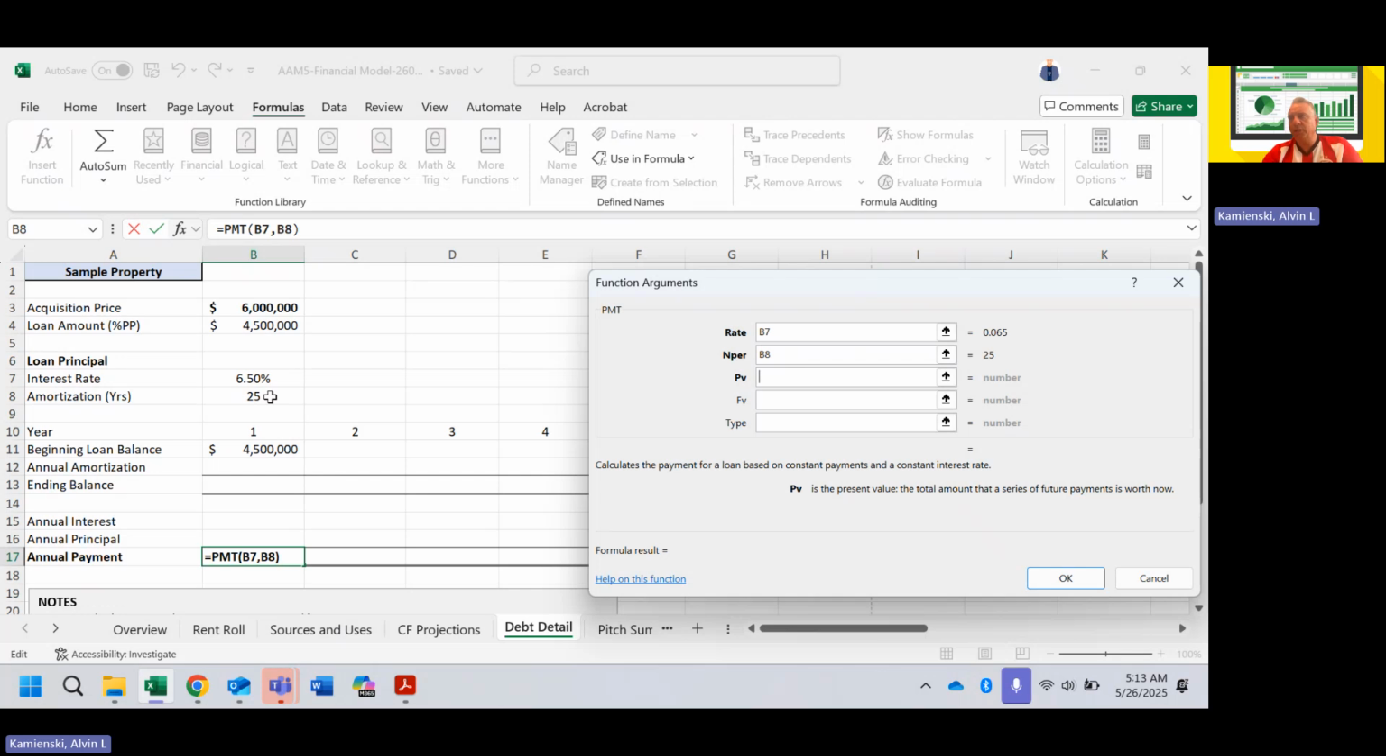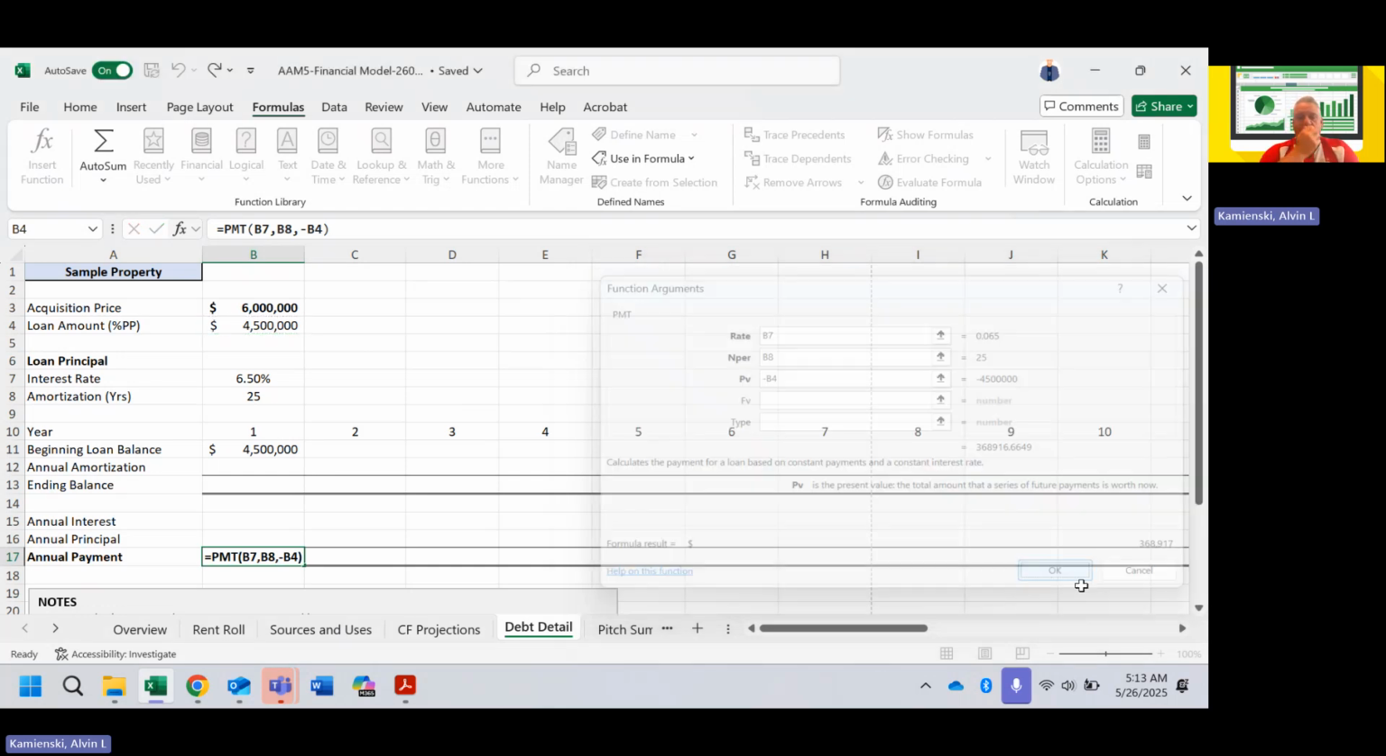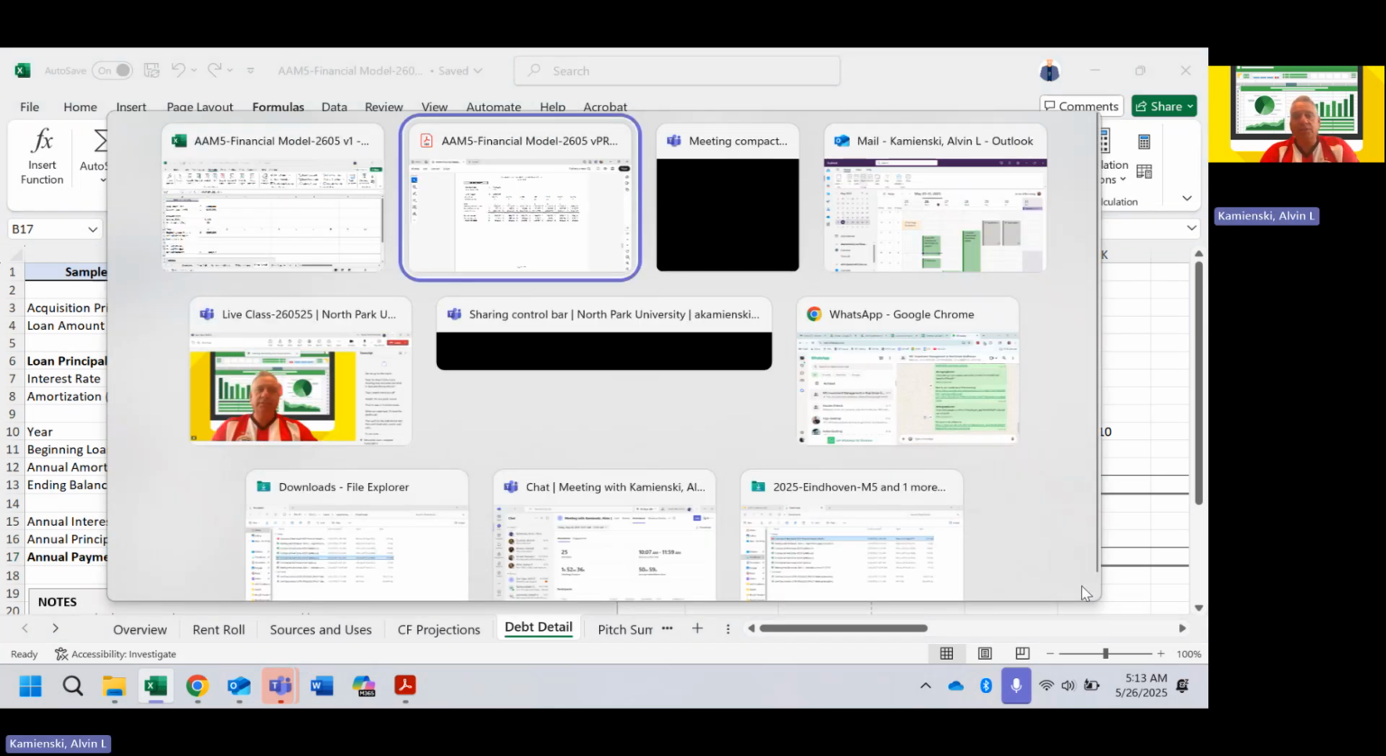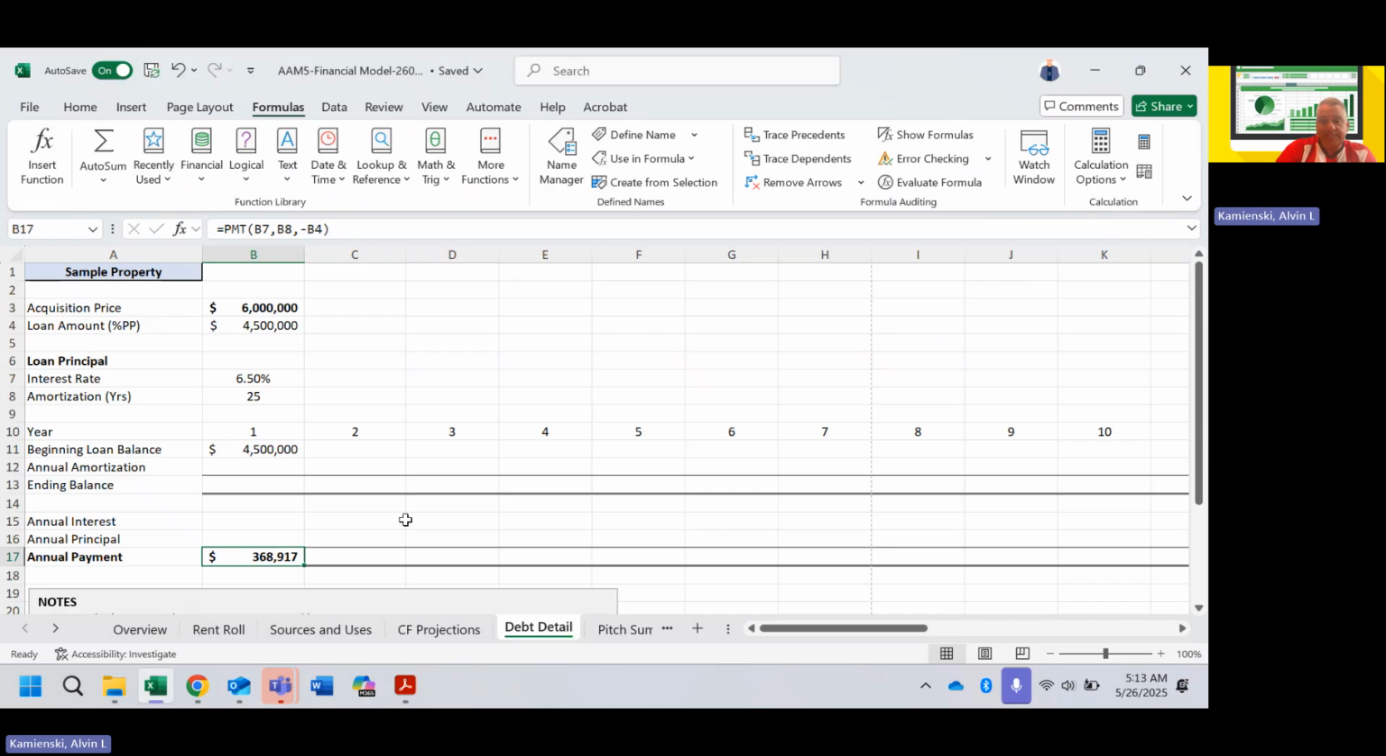How much will you borrow? Trick. I got to put a minus sign in front of this because of the way that Excel works. It's a nuance and a trick I can teach you later, but just so you know, it's minus then $4.5 million is the amount of the loan. And then I click OK, and it should tell me that I am going to owe $368,917 every year.